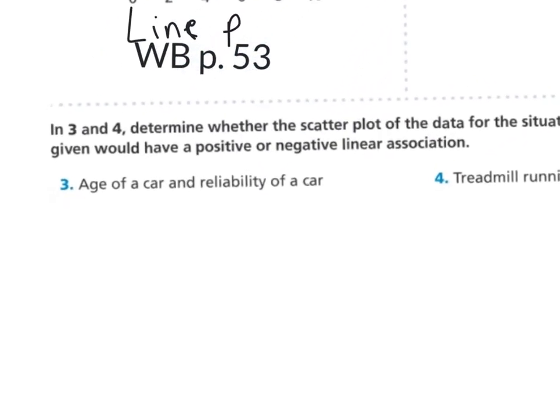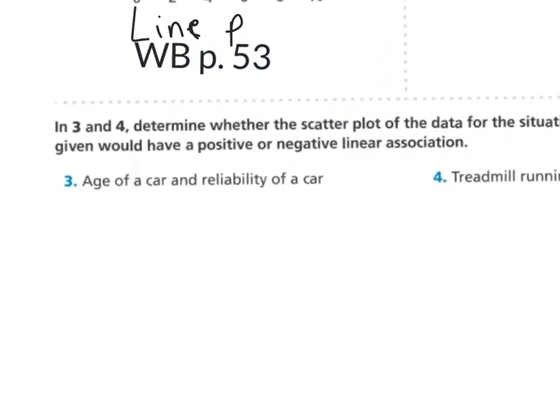Number 3, they don't give us a graph here, but we're just thinking about with this information whether this would have positive or negative association. So the age of a car and the reliability of a car. If a car is older, so if its age increases, what's going to happen to its reliability? Well, generally, if the car gets older, it might have more issues, not be as reliable. So age of the car goes up, reliability of the car might go down.